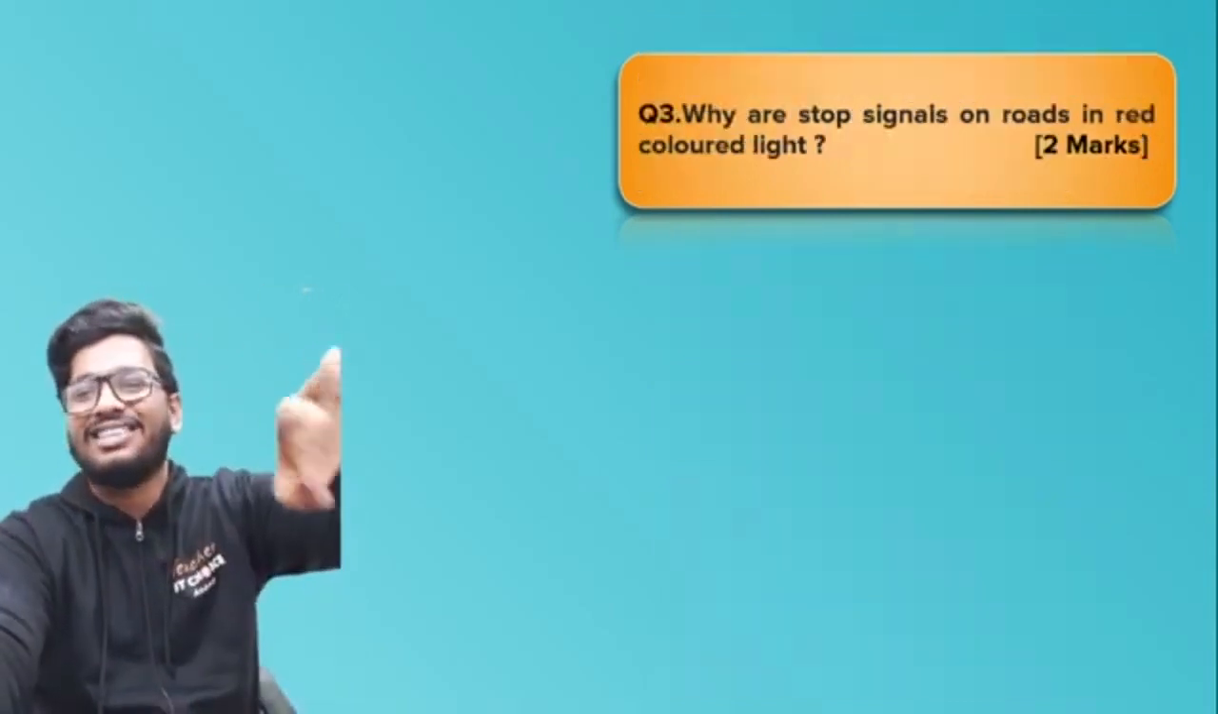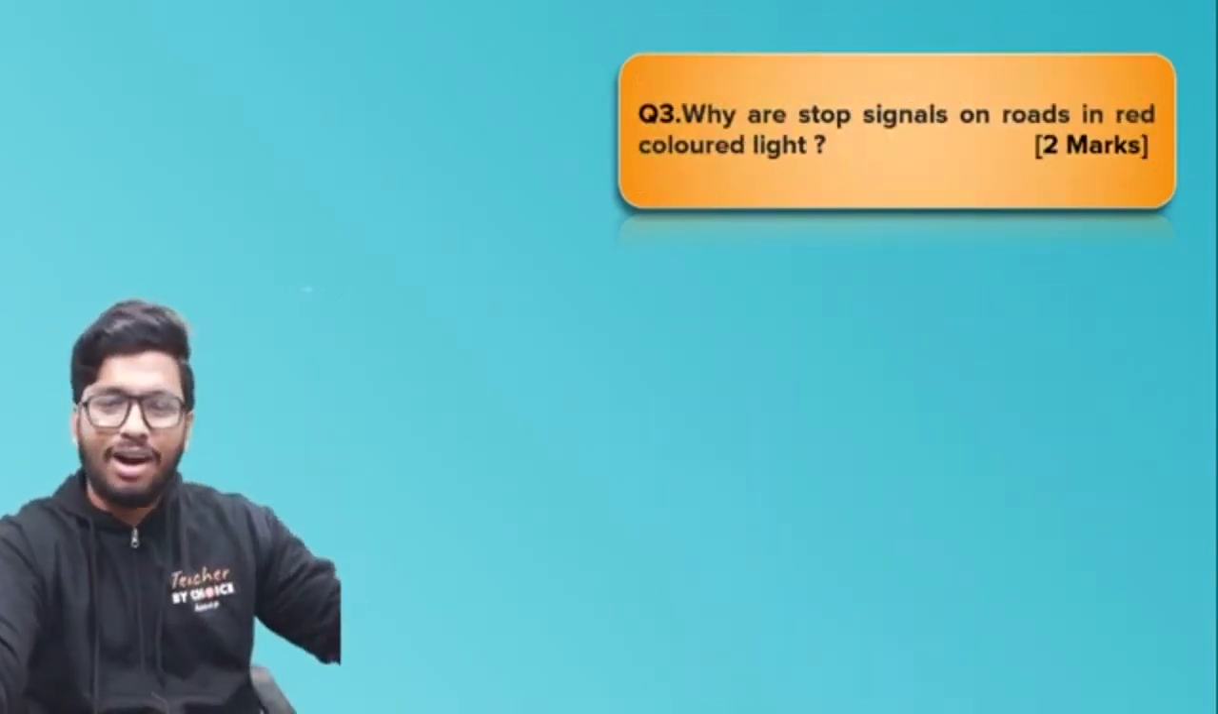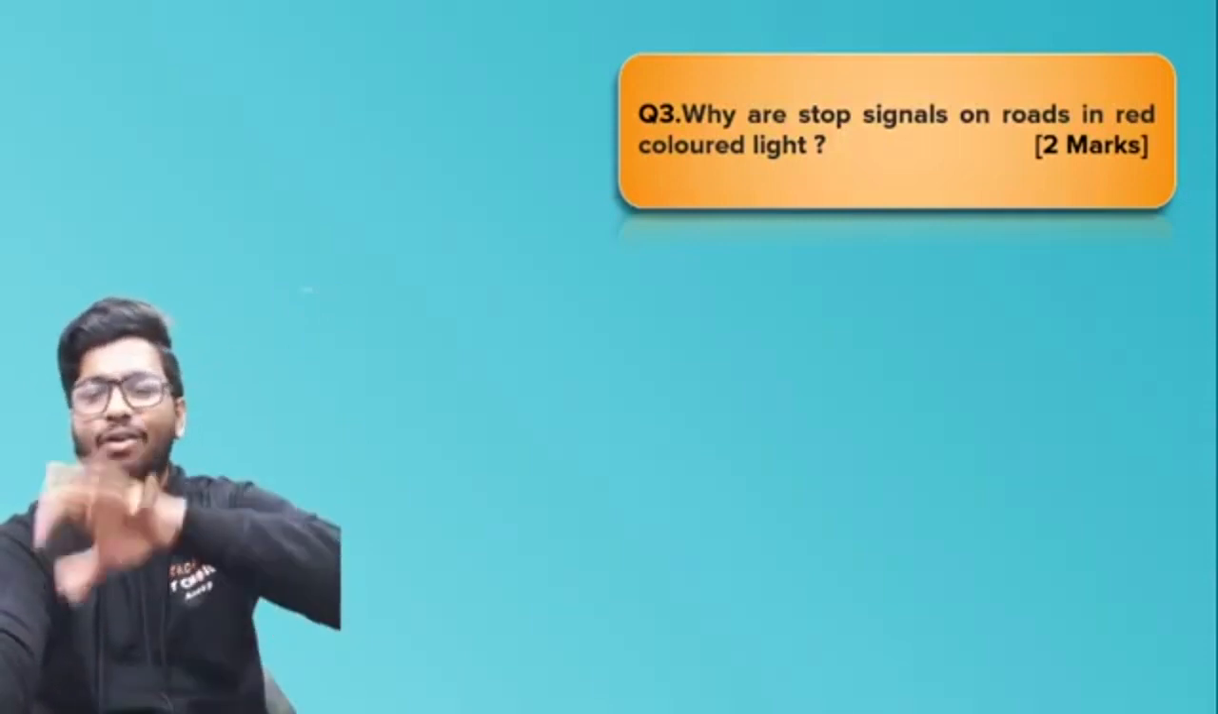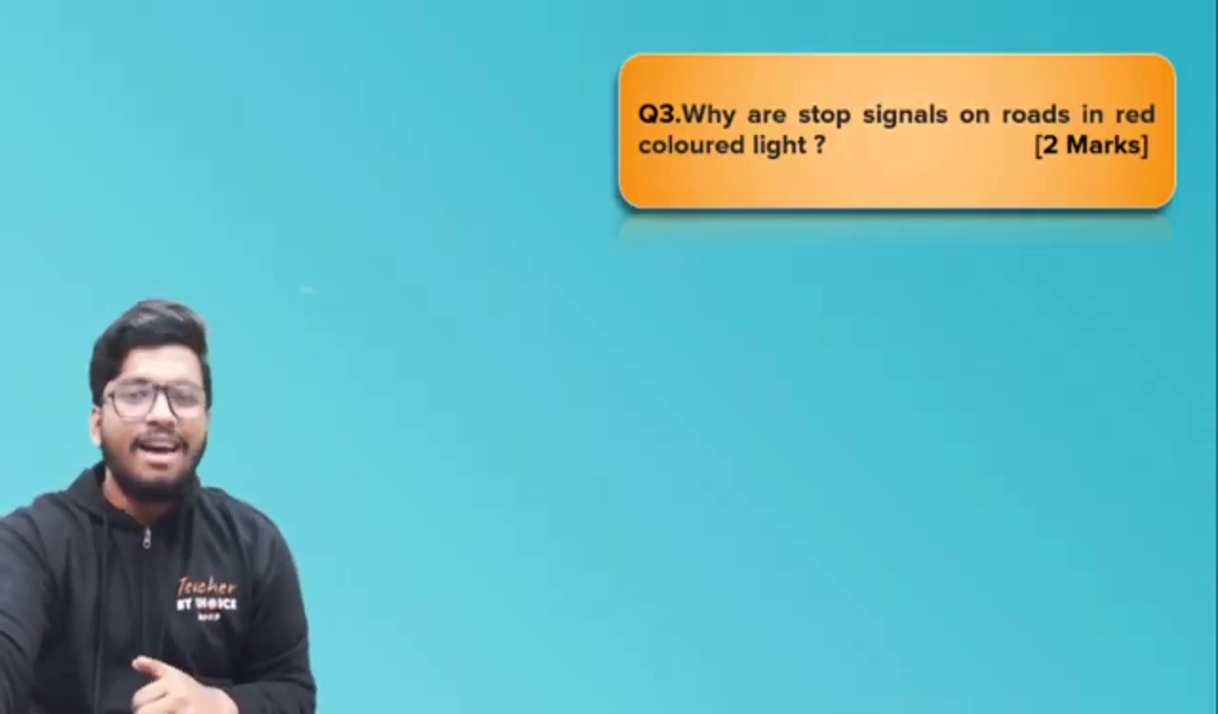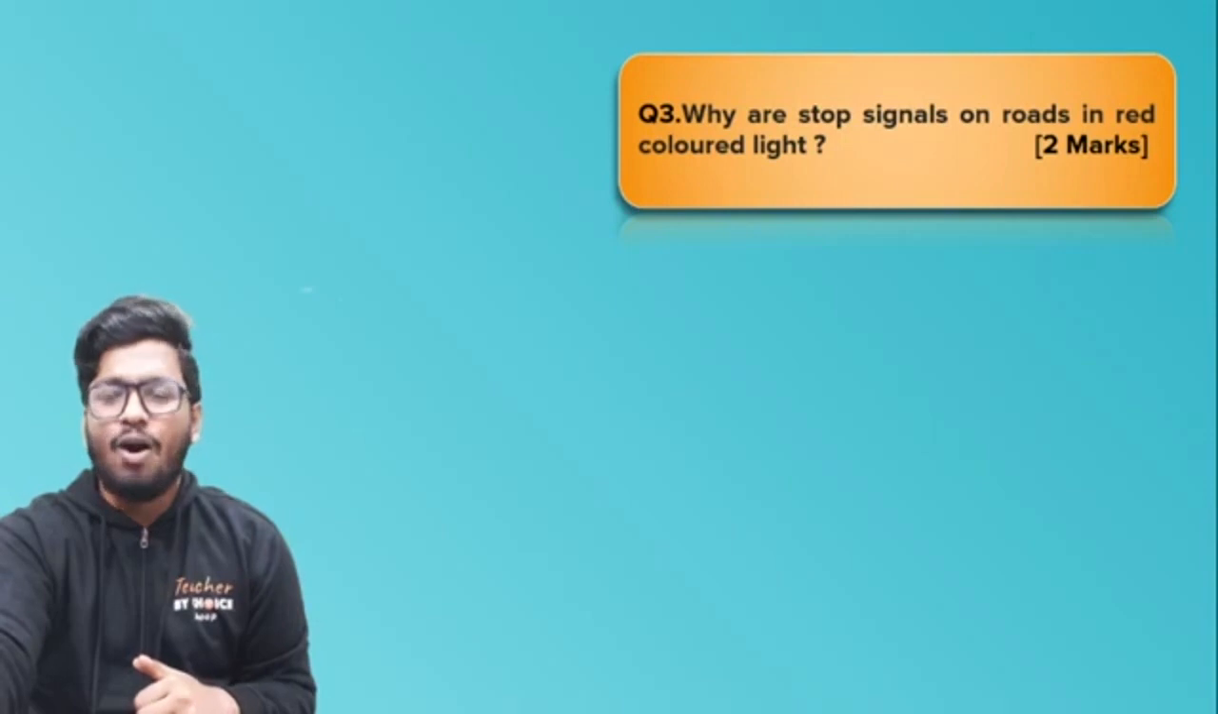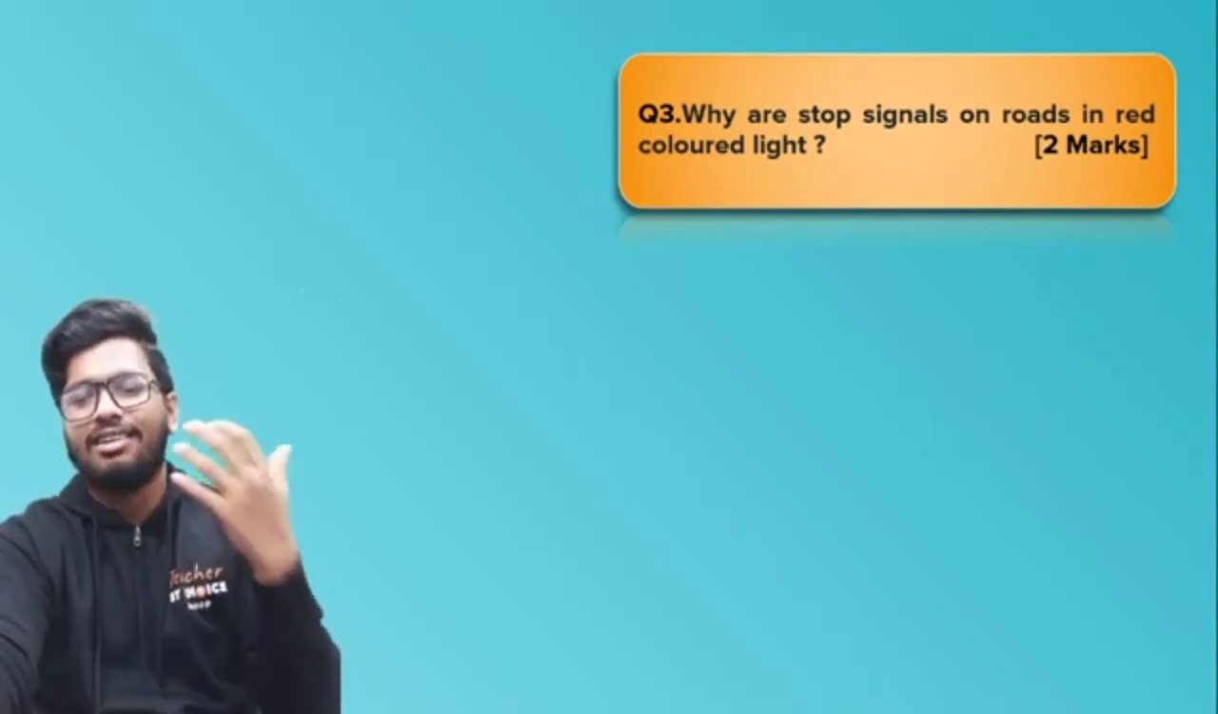Moving on to the third question. This is the 2-mark question. So we are done with the 1-mark questions. Heading on to the 2-mark question, and then we'll go on to the 3-mark question as well. The 2-mark question is this: why do stop signals on road have red colored lights?